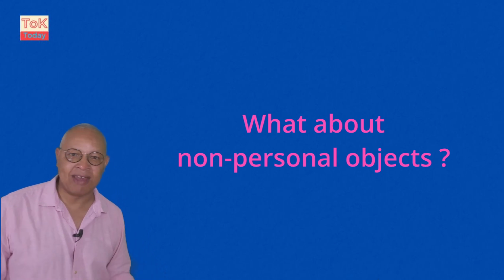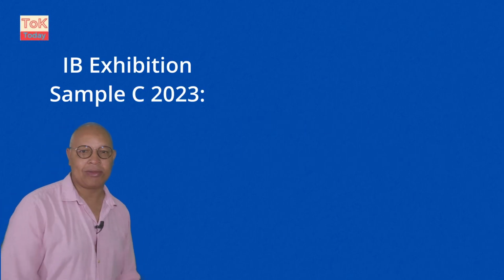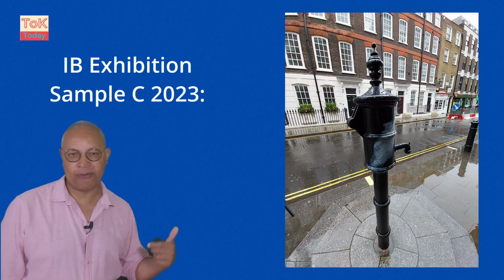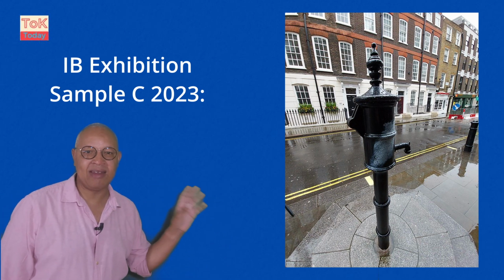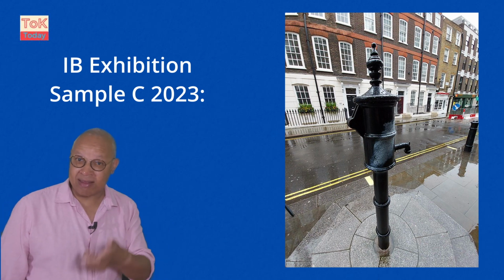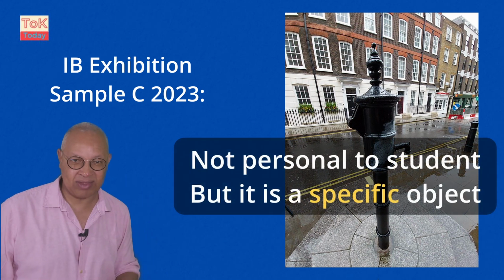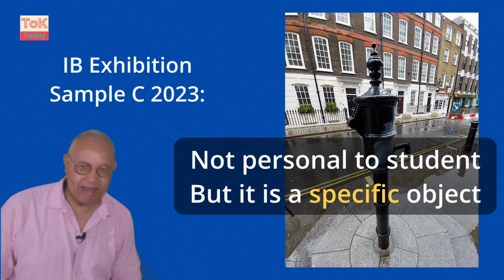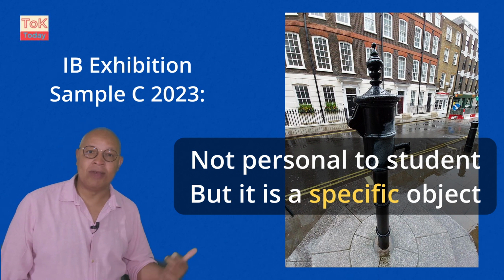Well, again, IB gives us a lovely example, an exhibition example C from 2023. In this example, the object is a 19th century water pump from a street in London. Now, this very pump was used by Dr. John Snow in 1853 to identify the source and means of transmission of the disease cholera. As such, this water pump is not personal to the student, they don't own it, but it's a very specific object. It is the specific water pump that helped Dr. John Snow create knowledge of epidemiology.